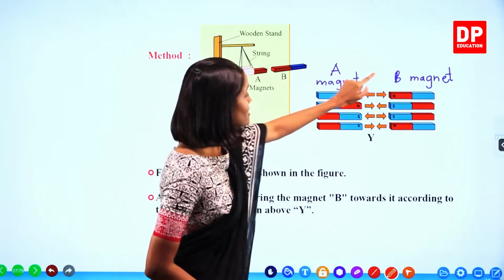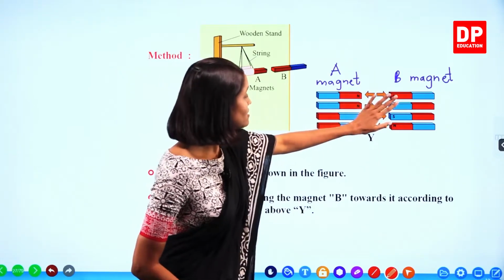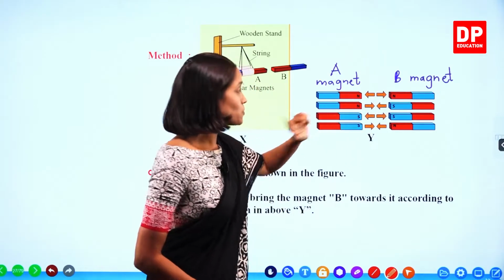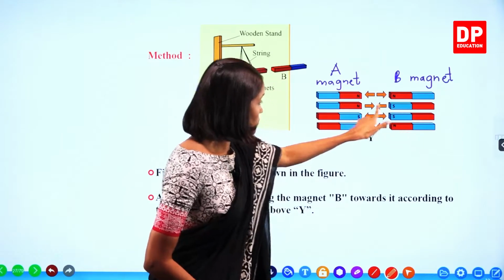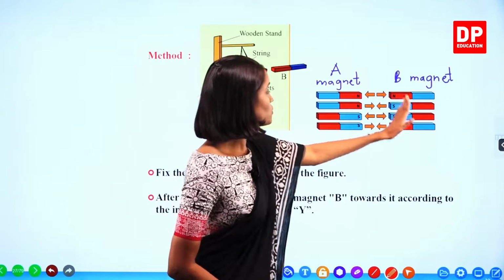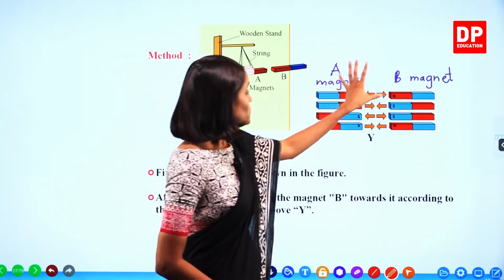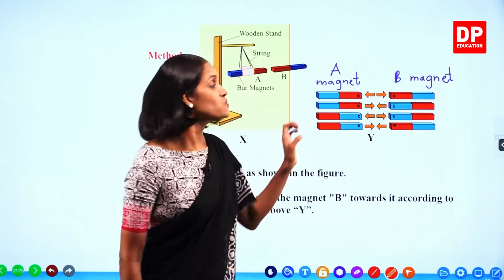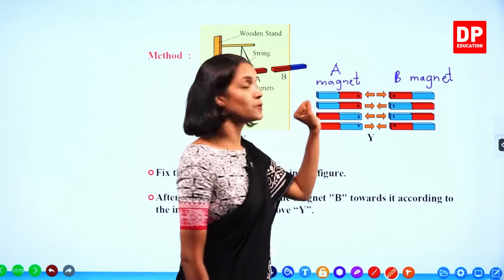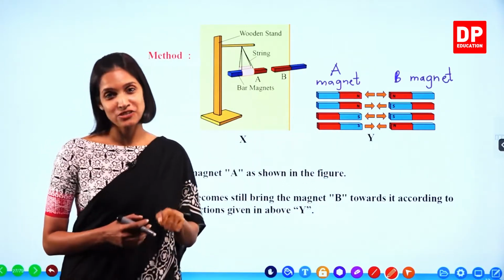So number one, two red sides brought together, north and north. Then north and south brought together. Both south and south poles brought together. And the south pole of A and north pole of B brought together, right? So you have to observe what happens when you bring the two magnets close to each other in this manner. We are going to do this interesting activity now.